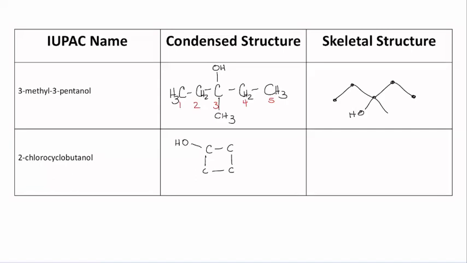Then that establishes that in my structure, this is carbon 1. And then I can decide to do clockwise or counterclockwise. So let's do clockwise. That's easier. So that means that on carbon 2, I have a Cl group. Now I put in my hydrogens. How many hydrogens does carbon number 1 and carbon number 2 get? Great. This is CH, this is a CH. How many hydrogens does carbon number 3 and carbon number 4 get? Excellent.